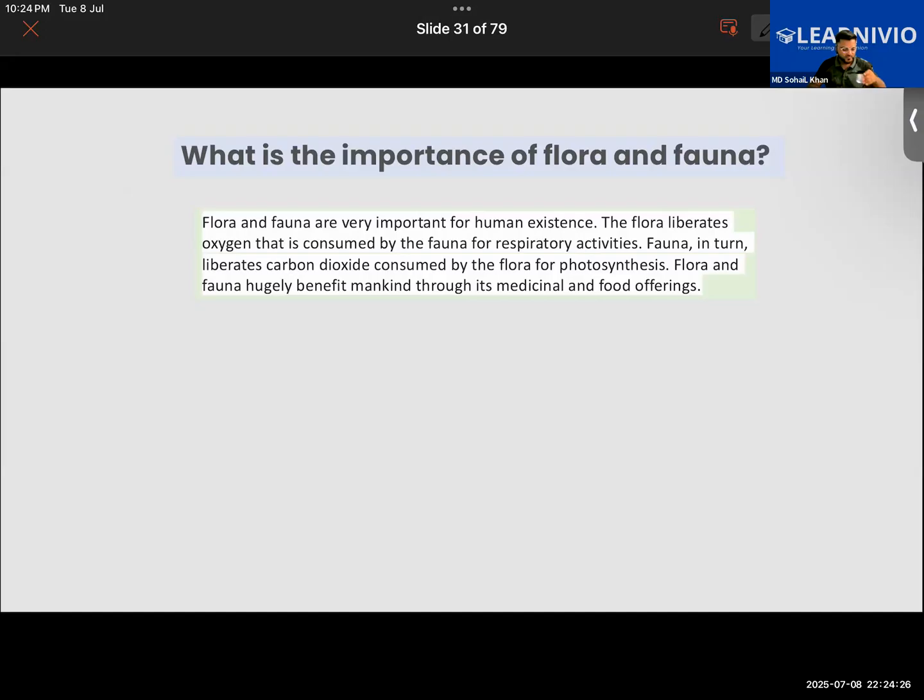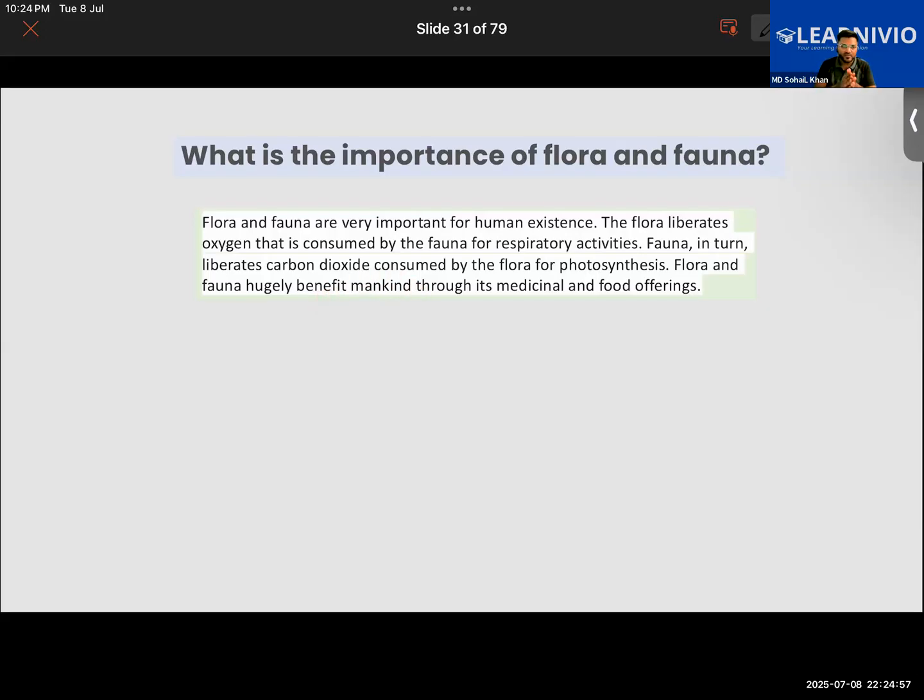Flora and fauna are very important for human existence. The flora liberates oxygen that is consumed by the fauna for respiratory activities. Fauna, in turn, liberates carbon dioxide consumed by flora for photosynthesis. Flora and fauna usually benefit mankind through its medicinal and food offerings. Okay. Doha, you tell me how flora and fauna are benefiting each other. The answer is there in this paragraph, by the way.